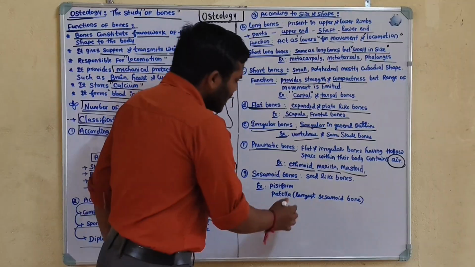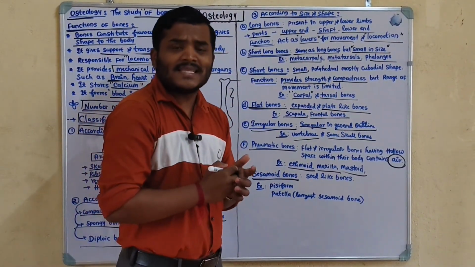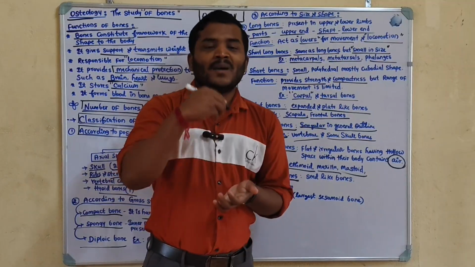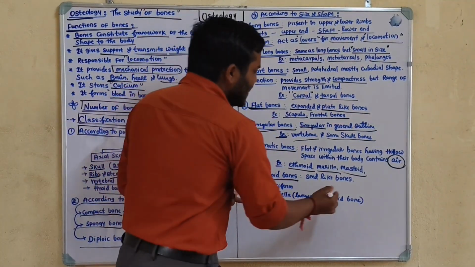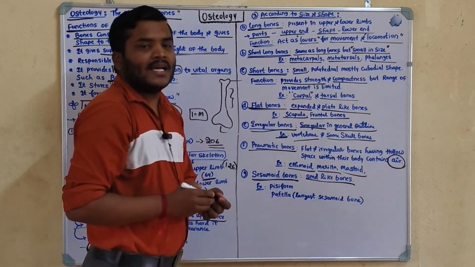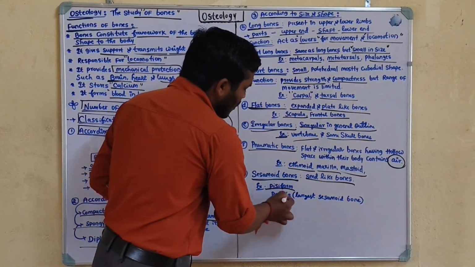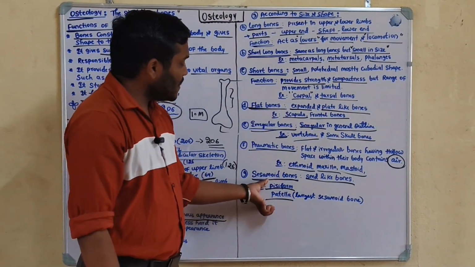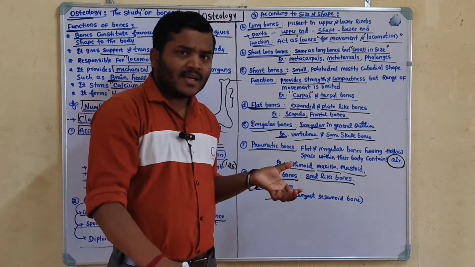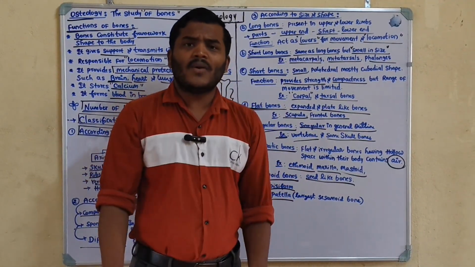Okay. The last bone type is sesamoid bone. Sesamoid means these bones appear like a seed. Seed-like bones are called sesamoid bones. Examples are the pisiform and patella. The patella is the largest sesamoid bone in our body.